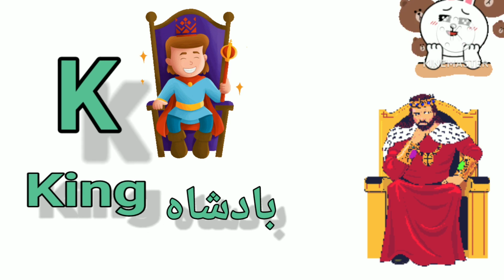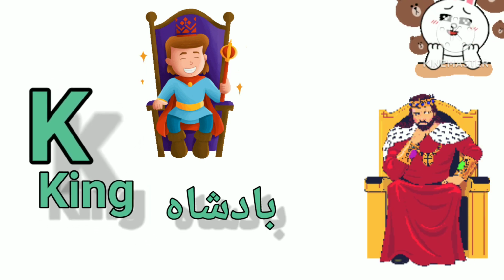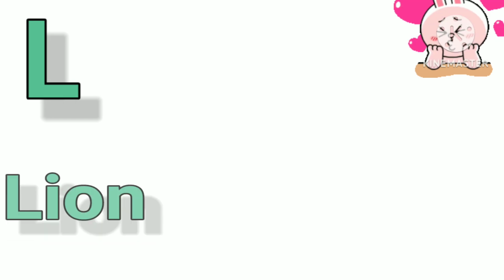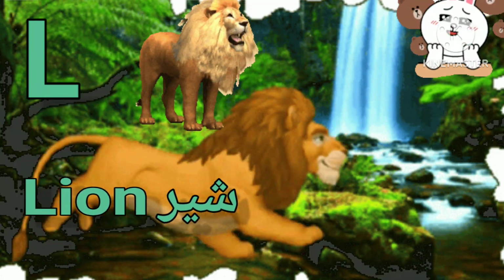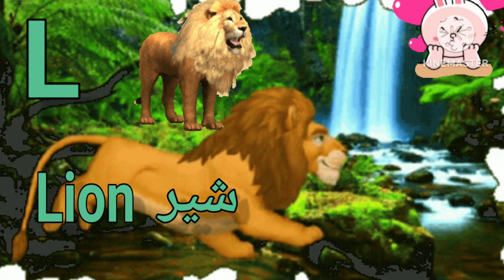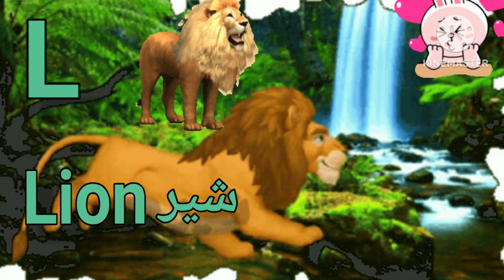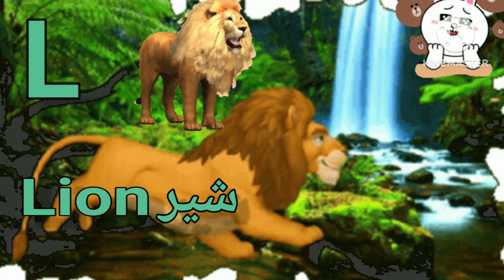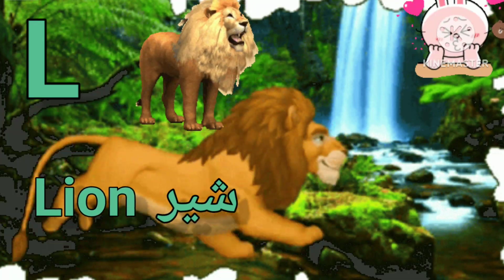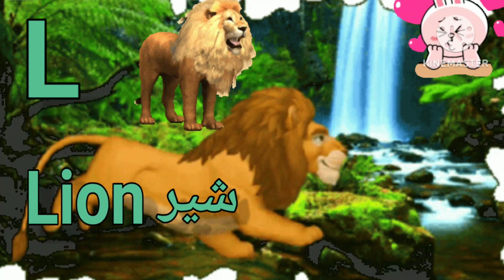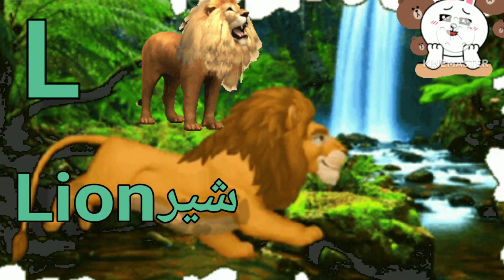Next, our alphabet is L. Good. L is for lion. L-I-O-N, lion. Lion means sher.